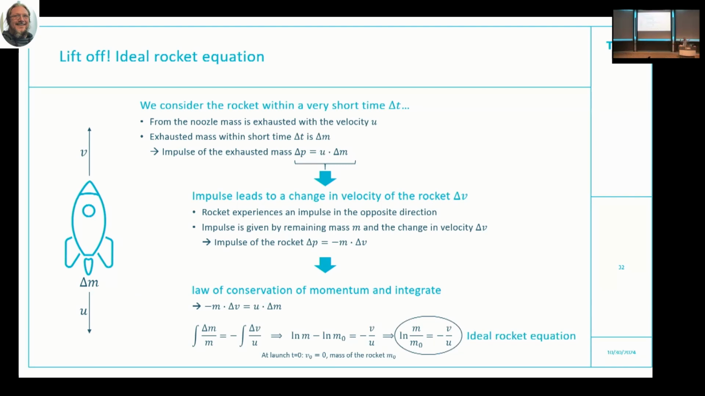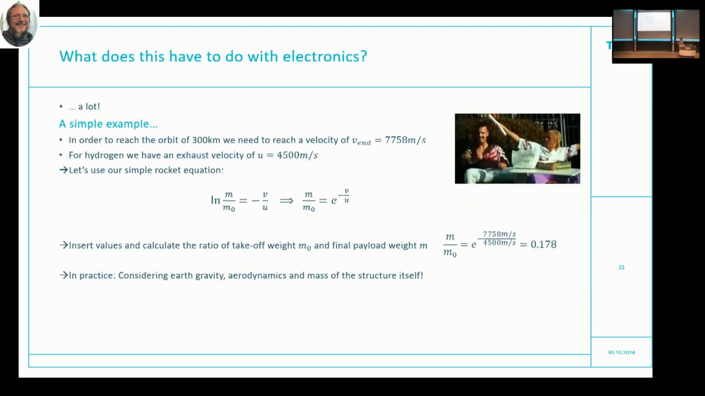So if you have to learn something this evening, please remember this. This is something that we know. We have ln, the ratio between the mass when we reach a certain velocity and m0, which is the mass at the beginning of our launch. This v is the velocity that we want to reach, and this u is the exhaust velocity of our rocket. So, really interesting talk. You already want to leave the room, but this is actually really important.